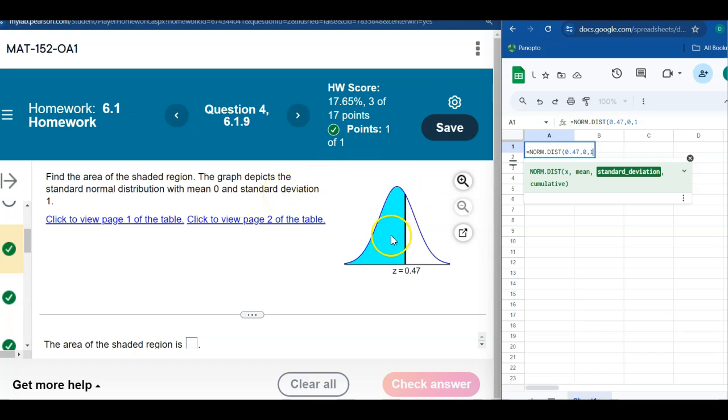Now cumulative, we want cumulative. Cumulative means, do you want this area, which is the blue shaded region, which is exactly what we're doing, find the area. So cumulative, a 1 for true means I do want the area. A 0 for false means I want the height. Like how high up is this?